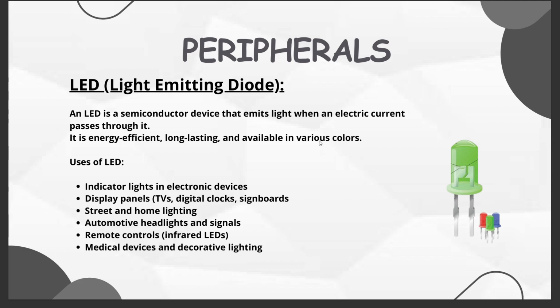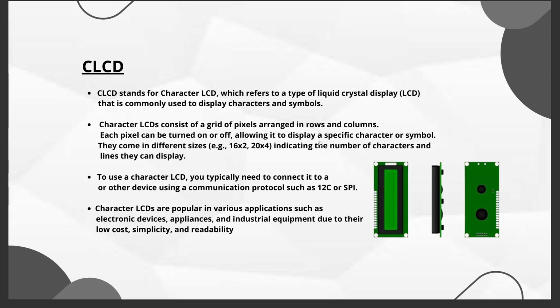Now let's know about peripherals. There are many peripherals. One is LED. An LED is a semiconductor device that emits light when an electric current passes through it. Uses of LED: it is used in indicator lights, display panels, automotive headlights, remote controls.